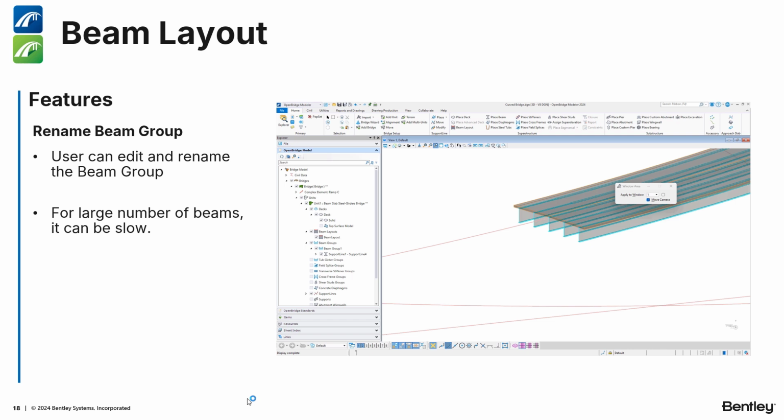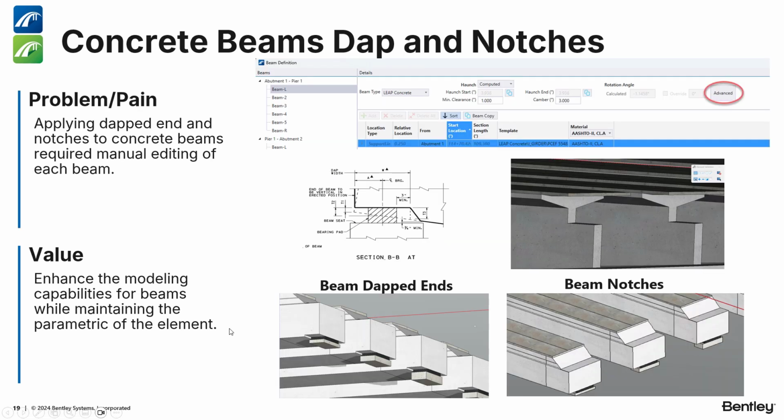On the beam layout, we got the option, as shown in the attached video on the playlist, that you can rename the beam group. We used to have beam group 1, beam group 2. Now, after that placement, you can redefine the name of your beam groups, and it is going to be reflected in the reports that you generate.